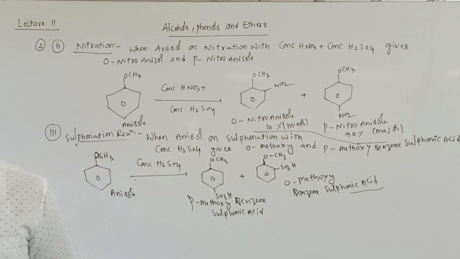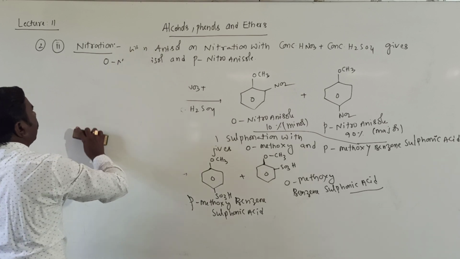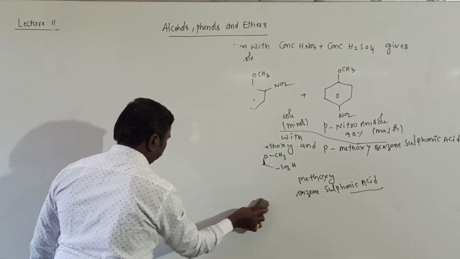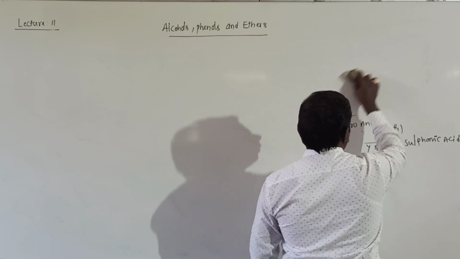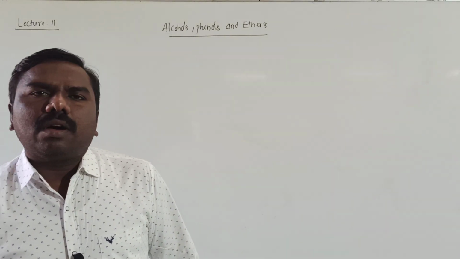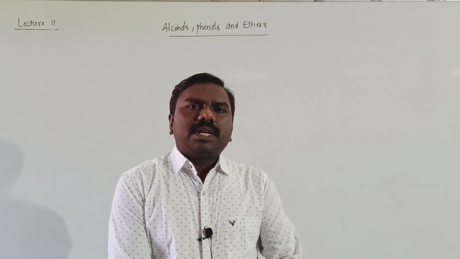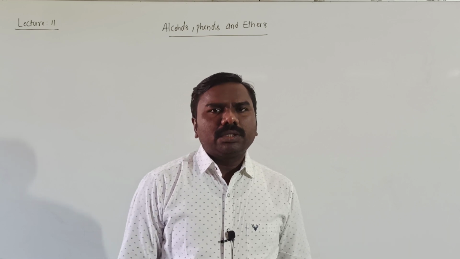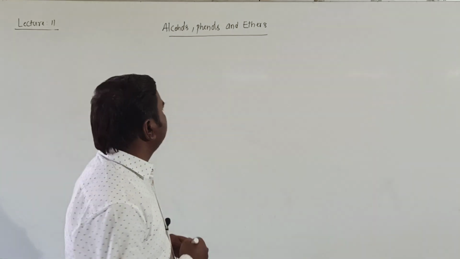Now the fourth reaction is the Friedel-Crafts reaction, that is Friedel-Crafts alkylation and Friedel-Crafts acylation. When anisole undergoes Friedel-Crafts alkylation, the alkyl group is introduced at the ortho and para positions of the benzene ring in anisole. In place of an alkyl halide, I can take methyl chloride.